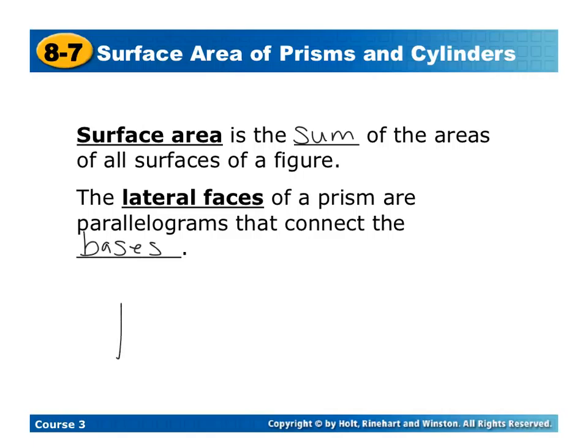So for example, basically surface area is like if I had to construct a Kleenex box, how much material would it take me to construct the box? So here, on this particular prism that I drew, the red would be examples of the bases, and then the black here would show kind of where the lateral faces are.